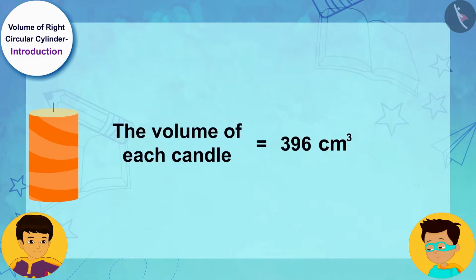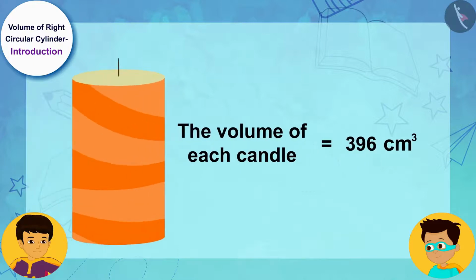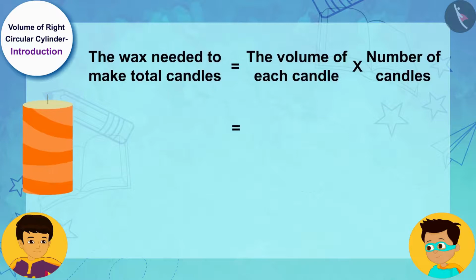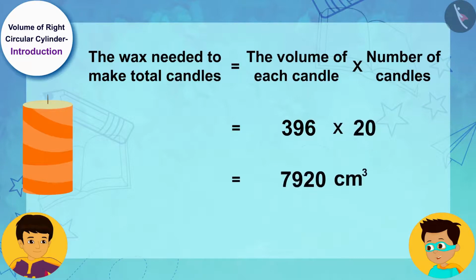This means I would need 396 cubic centimeters of wax to make each candle. And I want to make 20 such candles. For this, I will need 396 times 20. That is 7,920 cubic centimeters of wax.